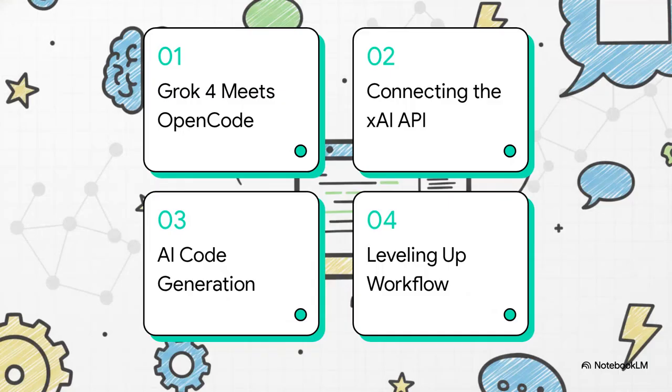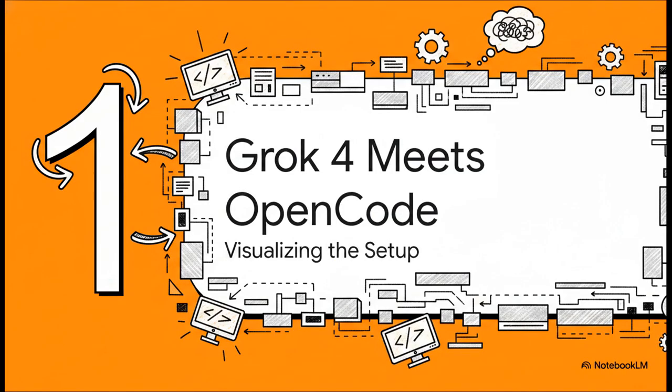So, here's our roadmap for today. First up, Grok 4 meets OpenCode. Then, connecting the XAI API. Third, AI-assisted code generation. And finally, leveling up your workflow. It's basically a step-by-step guide from initial setup straight through to running live AI-generated code. Let's get into it.